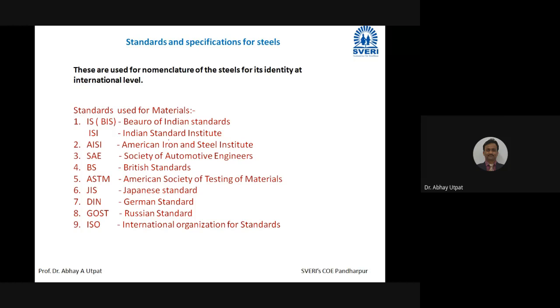That's why you have the design data book and the steel handbook. Only the code is given, and according to that code, if you want to see exactly what the composition is, you can open that book and check it. Now every standard has given different codings.